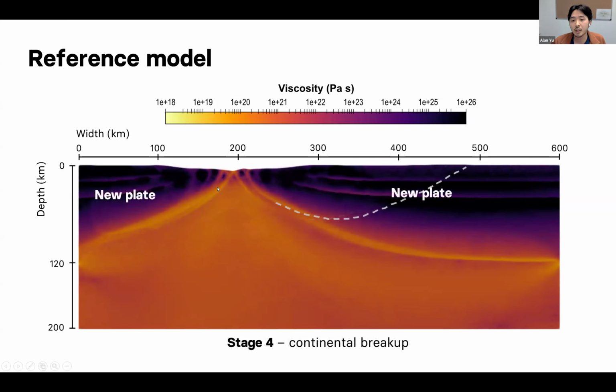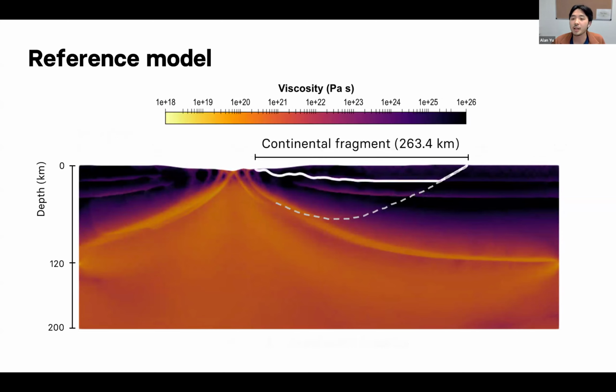And eventually, the continent will break, and then you can see that there are 2 new tectonic plates being formed, with this gray line being the previous plate boundary. And here we created a continental fragment with a width of about 260 kilometers.